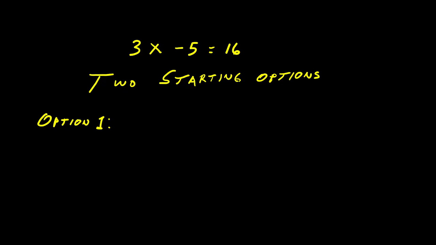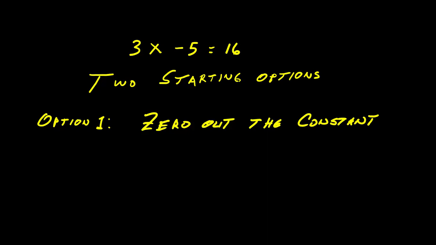So let's start now with an equation of that form with some numbers instead of letters. And one of the questions that students learning this material initially have is, where do I even start? Well, we have two options to start. We can either, one, zero out the constant, by using the additive inverse.